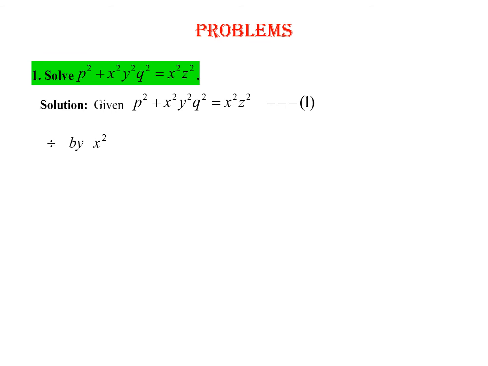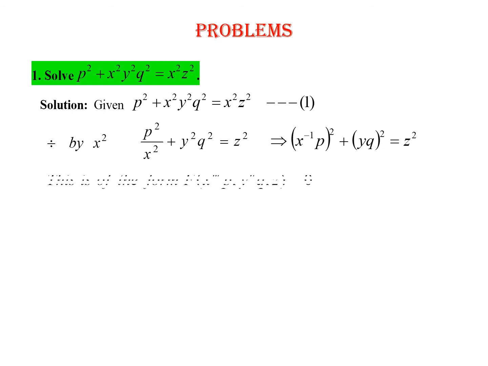Divide both sides by x squared, and you will get p squared by x squared plus y squared q squared equal to z squared. Now when you observe, it is of the form of a function of x^m p and a function of y^n q equal to z squared. When we write it like this, we have the format of a type 5 PDE. We need to observe the values of m and n specifically in order to start the problem.